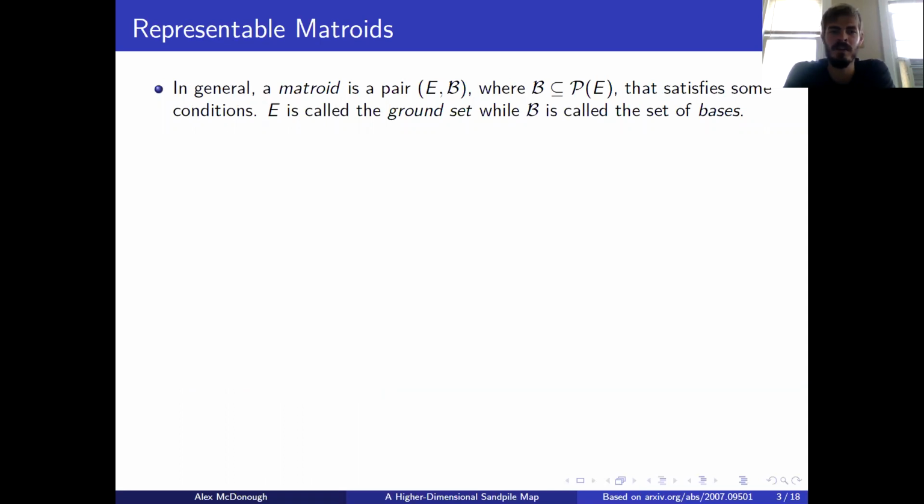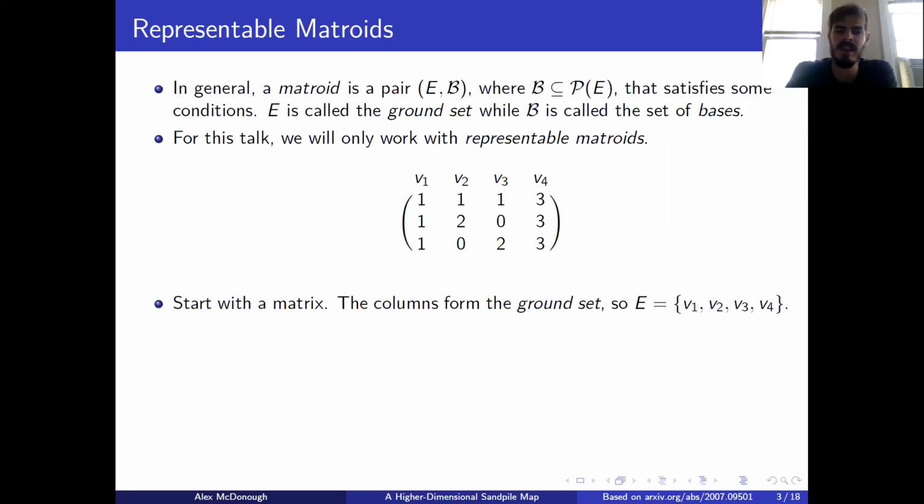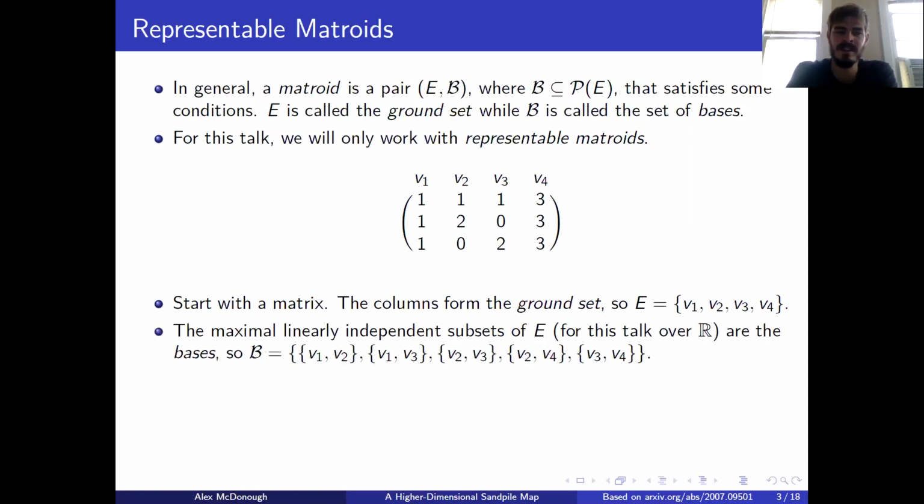So first I want to tell you about representable matroids. In general, a matroid is a pair (E, B), where E is the ground set and curly B is the set of bases. And B is some subset of the power set of E, and it has to satisfy some rules. But I'm not going to explain exactly what those rules are because we're just going to be working with representable matroids. So for representable matroids, you're going to start with a matrix. And the ground set is going to be the columns of the matrix, so in this case, V1 through V4. And the bases are the maximal linearly independent subsets of E.